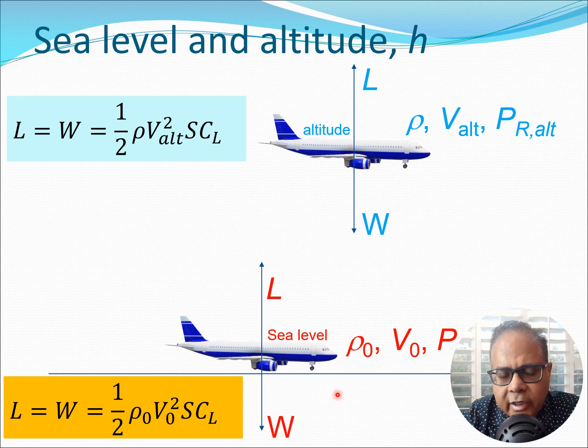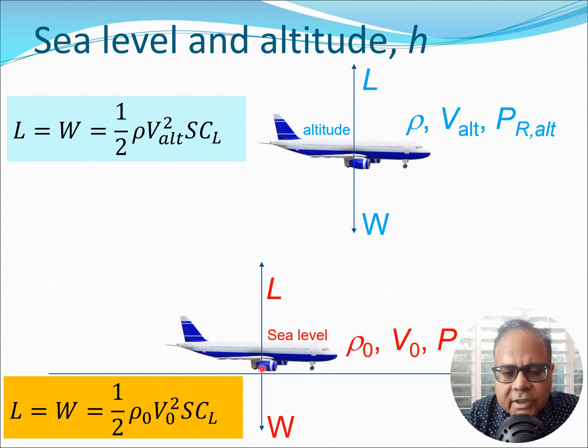So now let us look at an aircraft at two different heights. One of the heights is at sea level itself, which I've shown here, and the second one is at some height h, and therefore the values of density and velocity are going to be different at these two locations. Let's say that at sea level the density is rho 0, the velocity is v0, and the power required is P_r. Similarly, at some height h, the density is rho, the velocity is v_alt, and the power required is P_r alt.